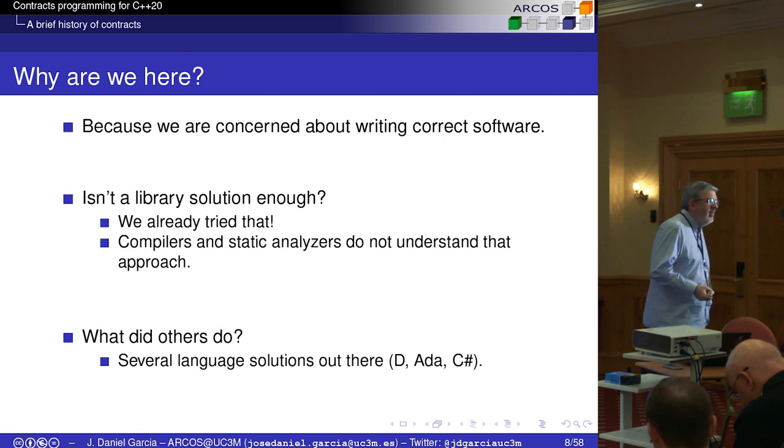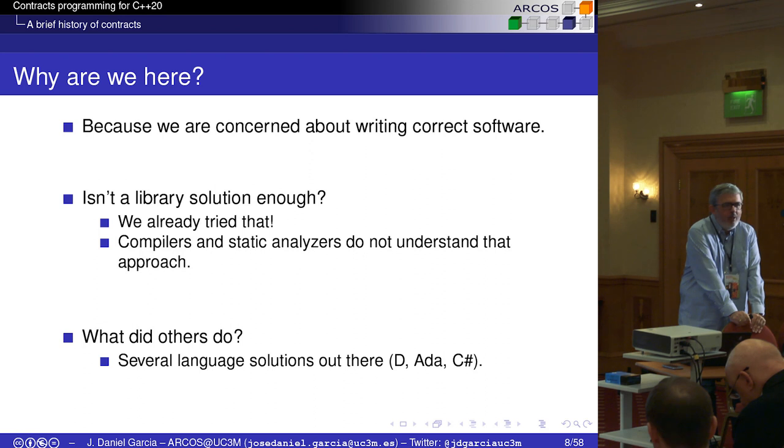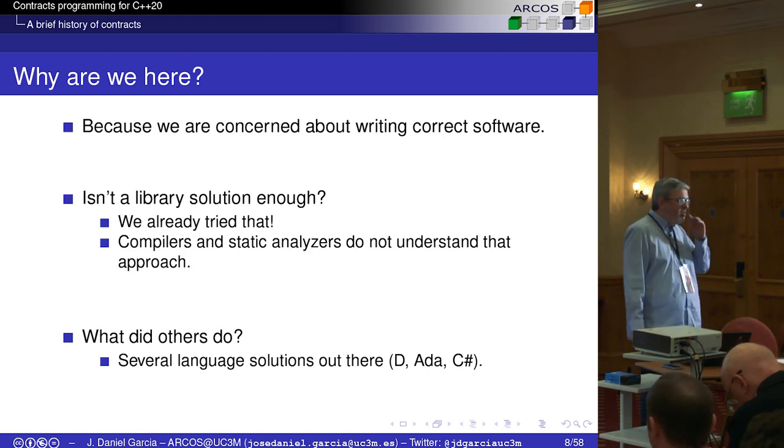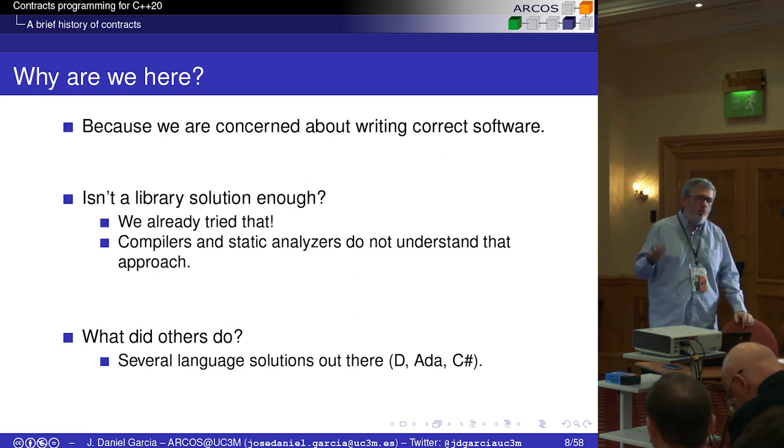Probably the only thing I don't really like is that the notification mechanism when a contract is broken is throwing an exception. And I do not have anything against exceptions, except that in some domains, for different reasons, you are not allowed to use exceptions. So how many of you cannot use exceptions in your current job? Okay, so throwing an exception is a concern for some of you. So this was a difficult point. What could we do for contract programming without forcing you to use exceptions?